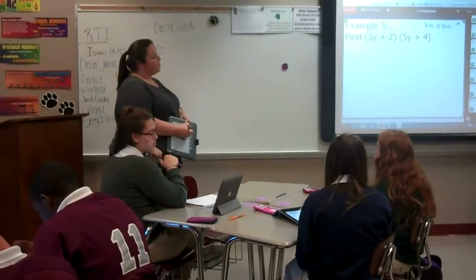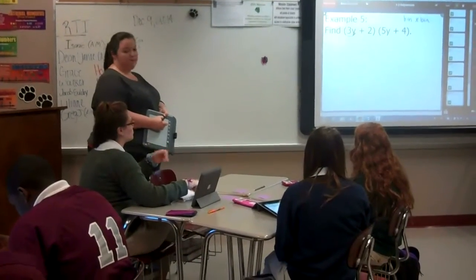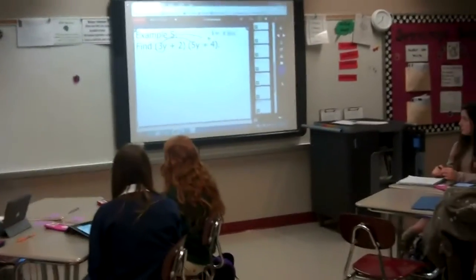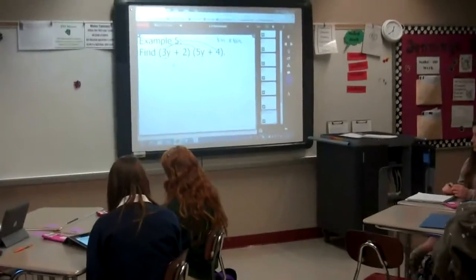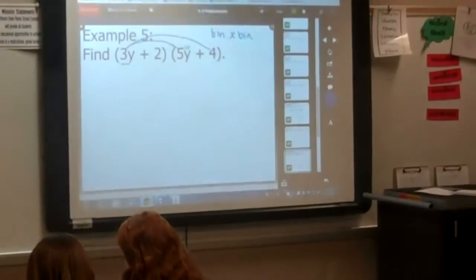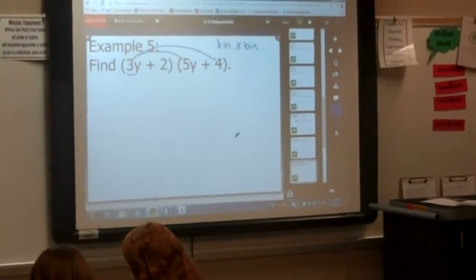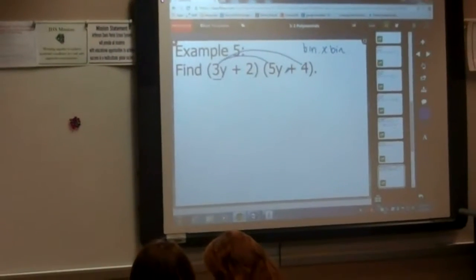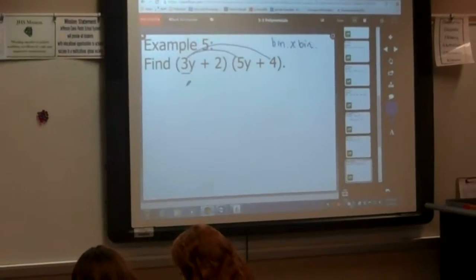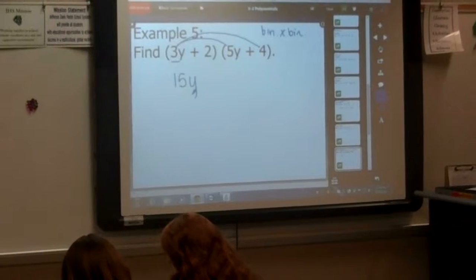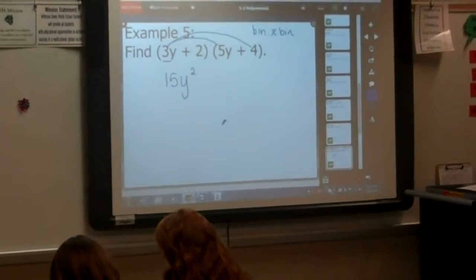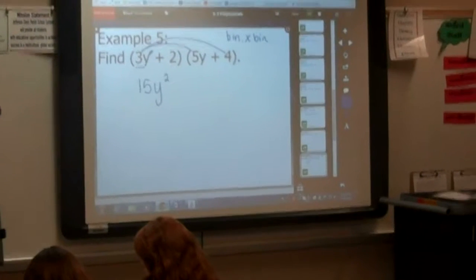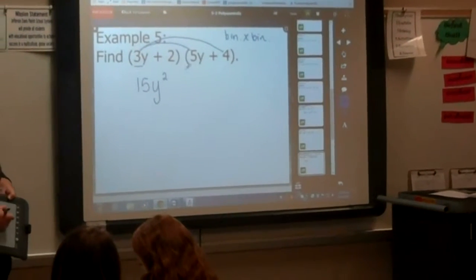To start off, we're going to take that first term and distribute it into that second parentheses. That first term of the first binomial, we're going to distribute into both terms of the second binomial. So if we do that, what is 3y times 5y? 15y squared. Good. Don't forget your properties for multiplying variables with exponents. And then 3y times 4?